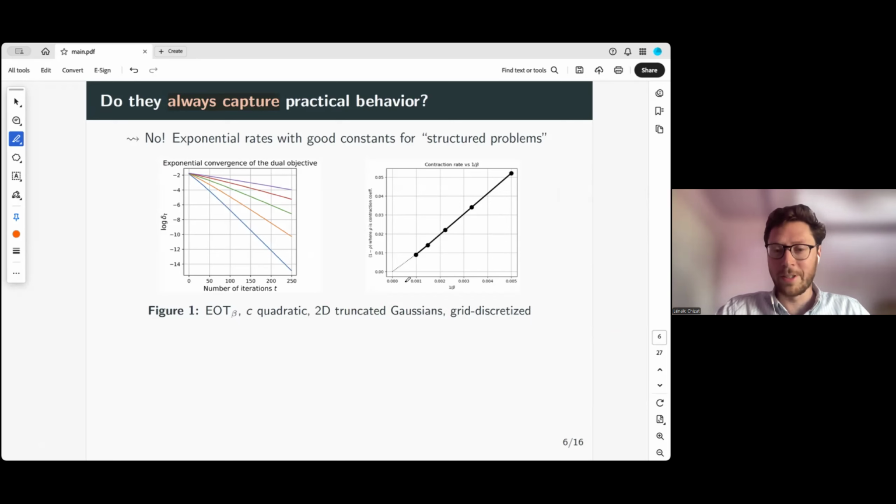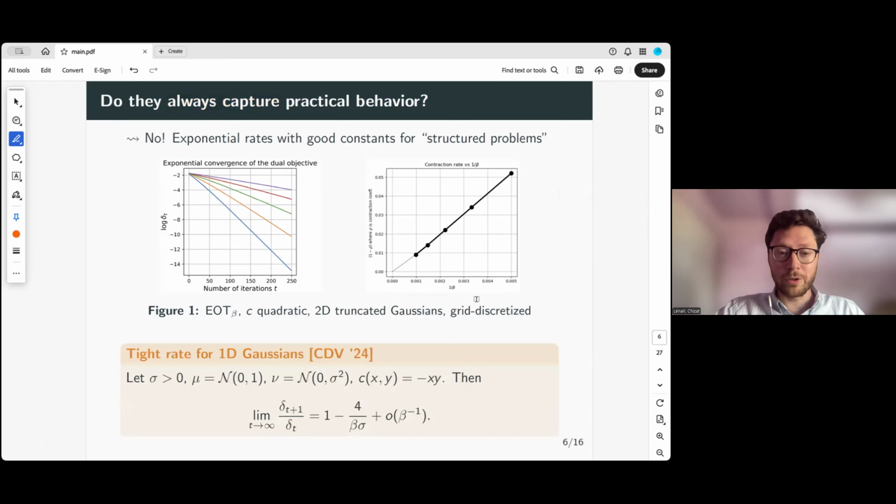So if I plot the contraction, so 1 minus the contraction coefficient, so how much our contraction differs from 1, as a function of 1 over beta, we'll see exactly a linear line, okay? So it seems that instead of having exponential dependency in minus beta, we have a linear dependency in 1 over beta.